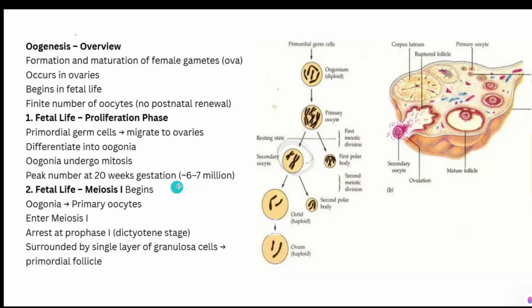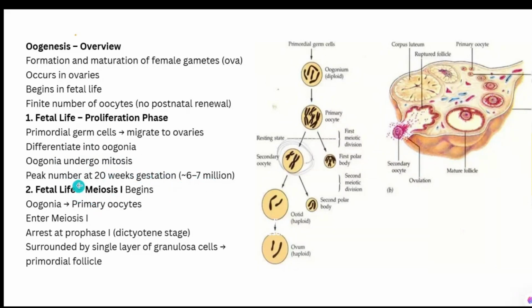This figure also you should remember. So peak oogonia happens at around 20 weeks of gestation and it is around 6 to 7 million. Okay, so the initial part is in the fetal life where these primordial germ cells will migrate to the ovaries and differentiate into the oogonia. These oogonia will undergo mitosis. The peak number is at 20 weeks of gestation, around 6 to 7 million.